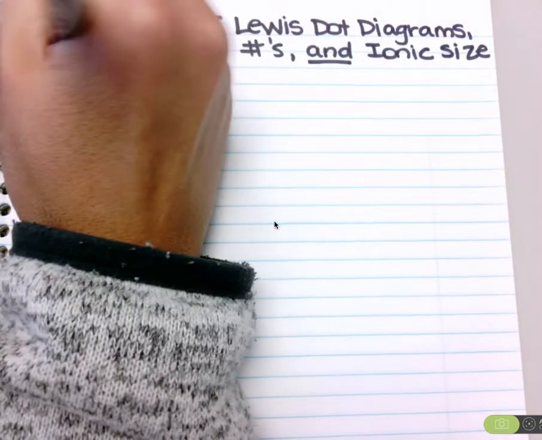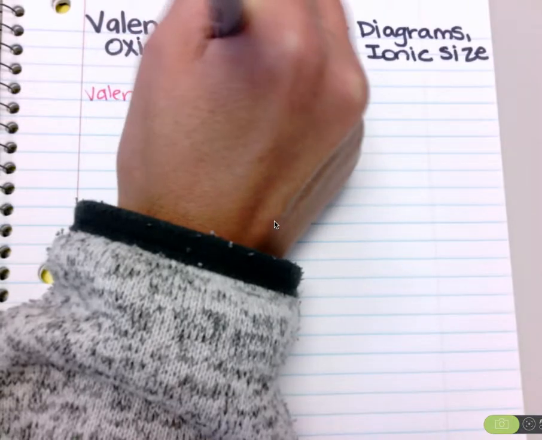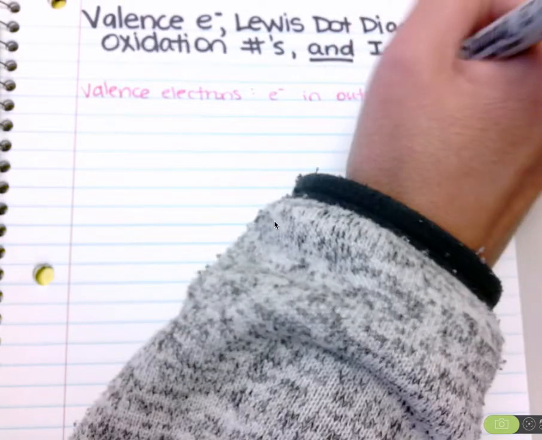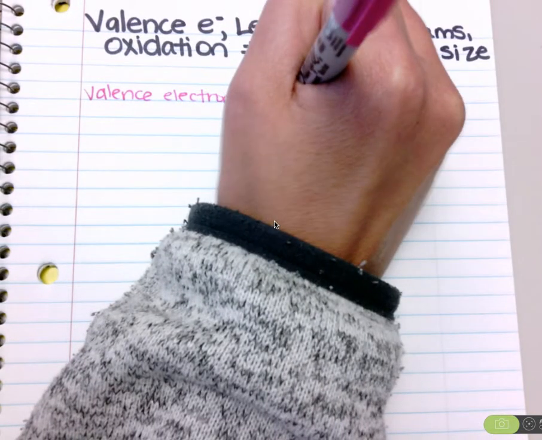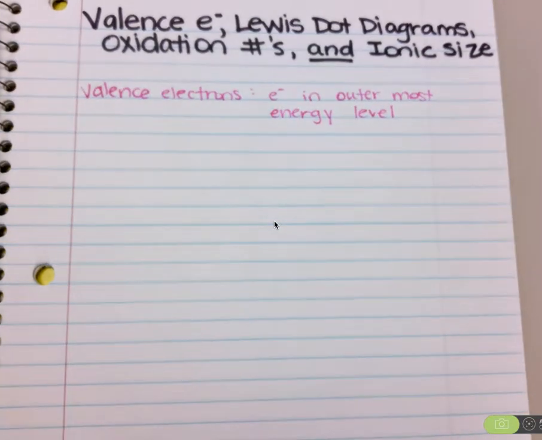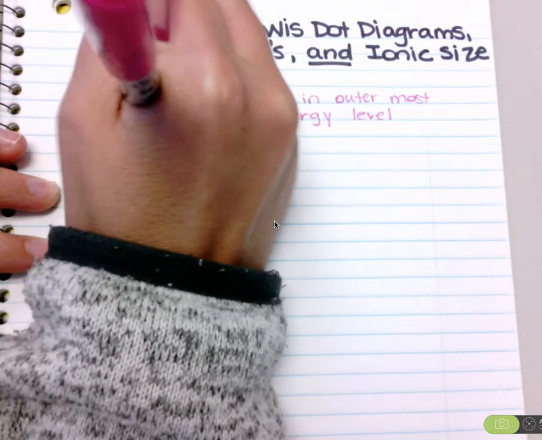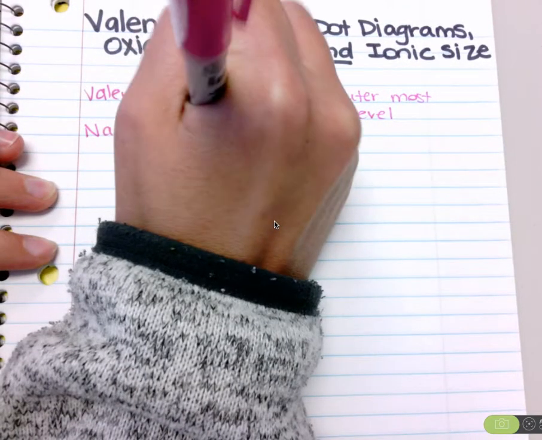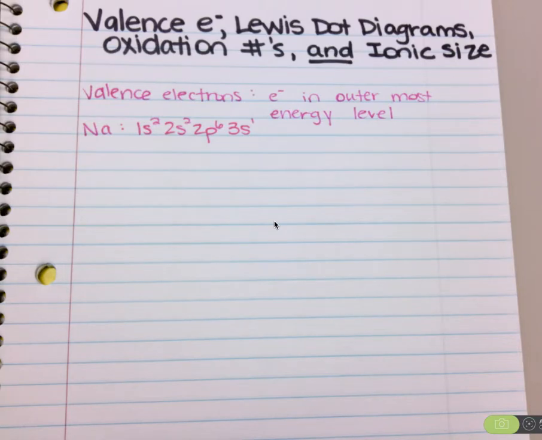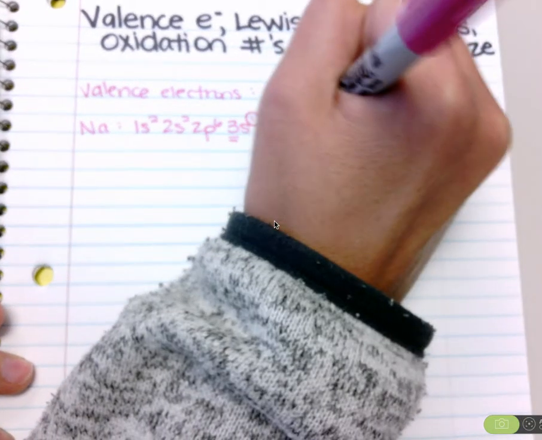We're going to start with valence electrons. We've talked about valence electrons before, but remember, valence electrons are electrons in the outermost energy level. So if I have an element like sodium, we all know that sodium is 1s2, 2s2, 2p6, 3s1. And so the outermost energy level is this third energy level, and there is one electron there. So sodium has one valence electron.